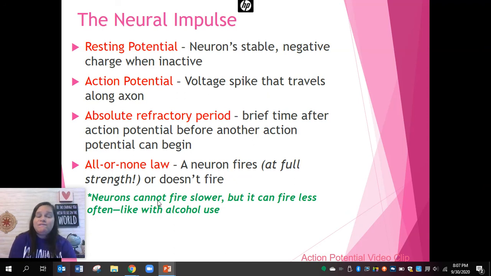So neurons can't fire slower. Sometimes people will say that neurons fire slower, like alcohol causes the brain to fire slower, but that's kind of incorrect wording. Instead, that neuron fires less often, and that's what's going on with alcohol use. So instead of a slower whoosh, it's a less frequent whoosh.